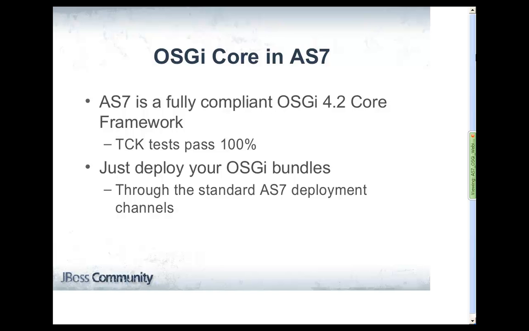So when you want to deploy or work with OSGi in AS7, you simply deploy it to the AS like you would with any other type of deployment. Traditionally we always had hot deployments, so you drop your OSGi bundle in the deployments folder. There is also a GWT management application available. You can deploy it through there.